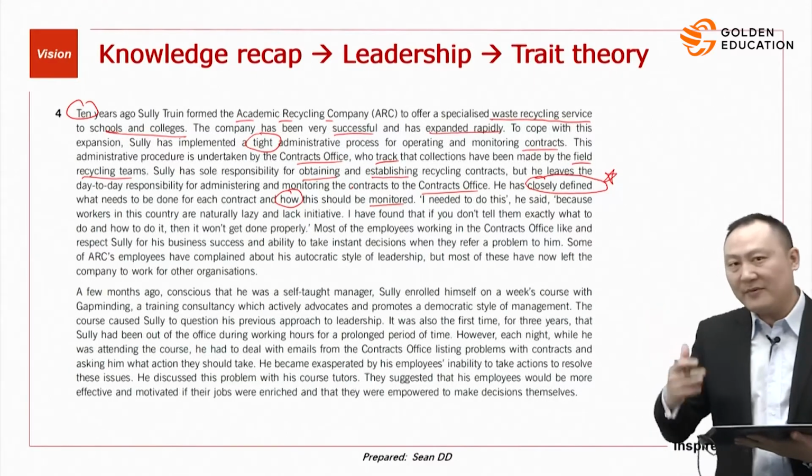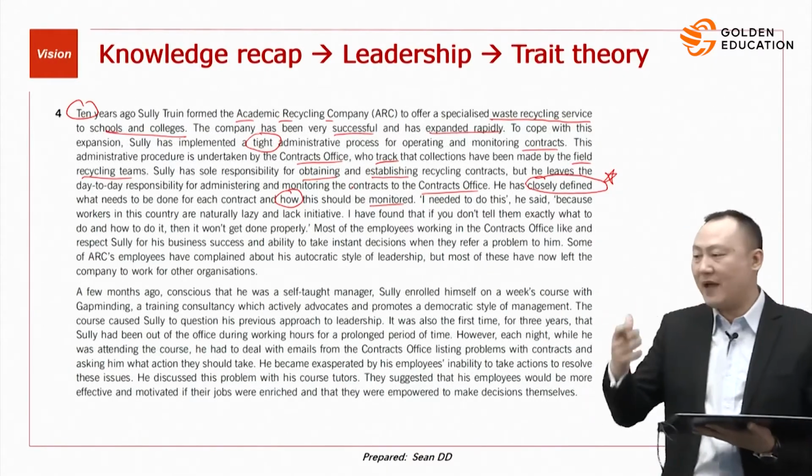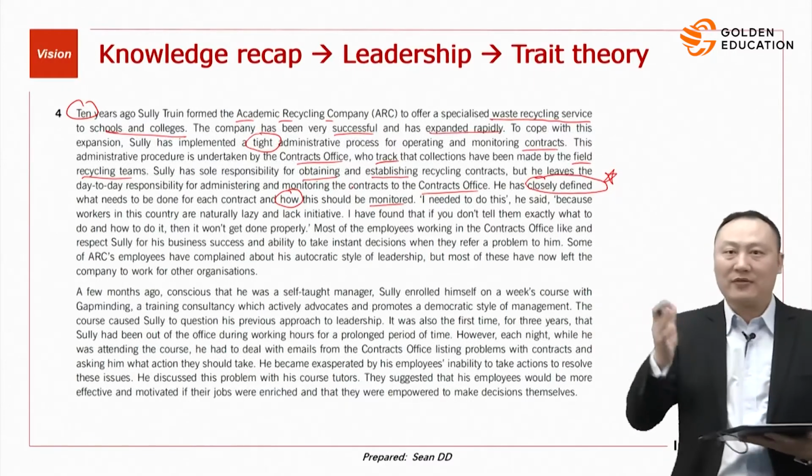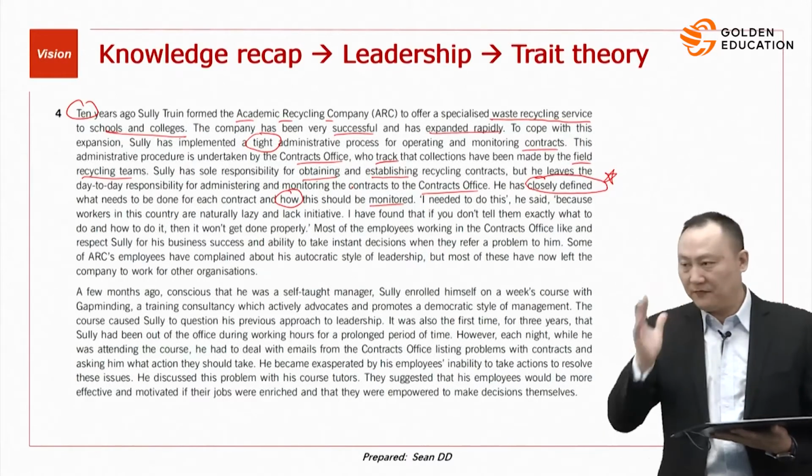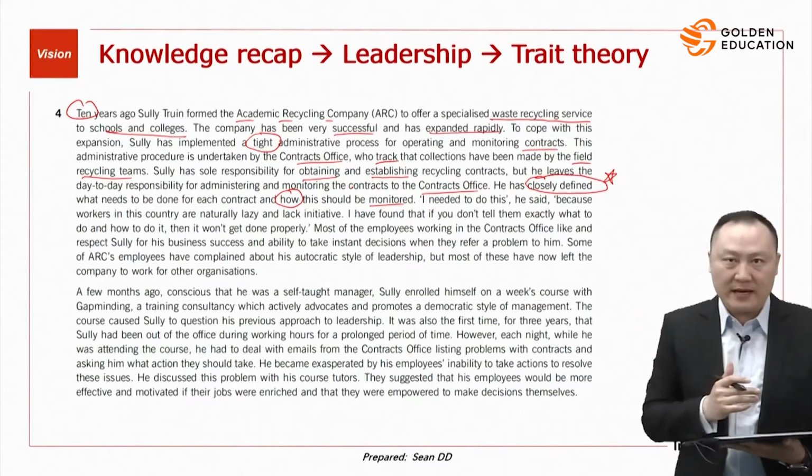So in your exam, you don't have to quote the X and Y theory. You don't have to say, according to X and Y theories, blah, blah, blah. You just tell them the features of the X, the features of the Y. That will be enough. Right?